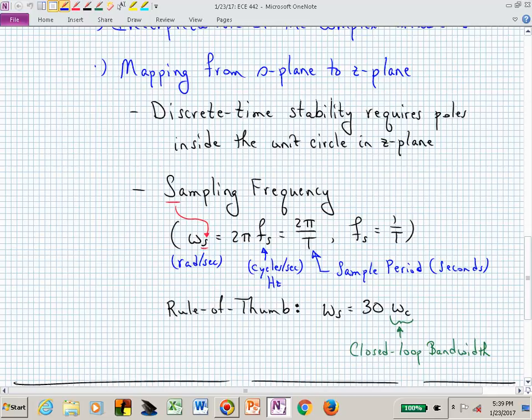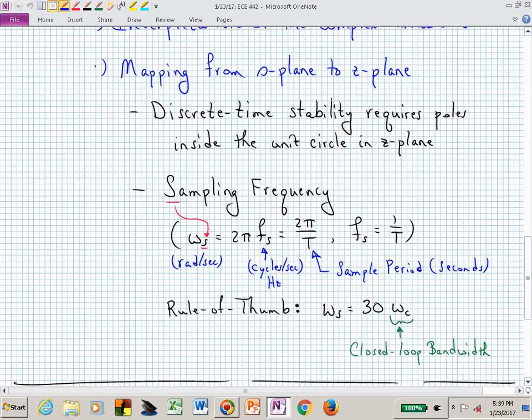Omega is 2 pi f, and for some of you, retirement might not be that far away. Everybody that I know now is retiring, so I guess all of you will be retiring in 3 or 4 years. It'll all be before I retire. I'm just really young.